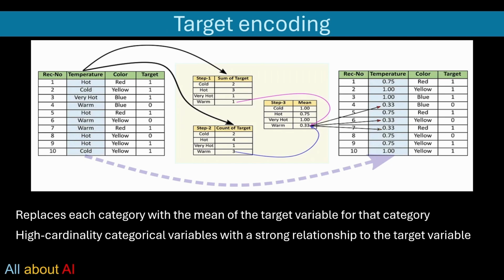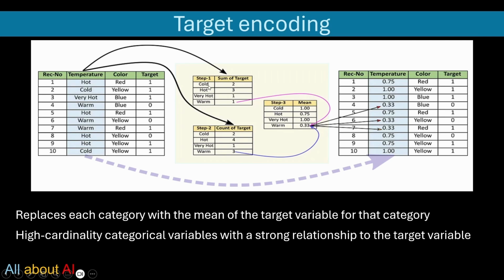Target encoding. This is one of the very popular encodings. A few years back, it used to be the go-to encoding in Kaggle competitions. There are a few varieties of target encoding. Here we are talking about mean encoding. So it replaces each category with the mean of the target variable for that category. So if you see, we are talking about temperature and here is the target.